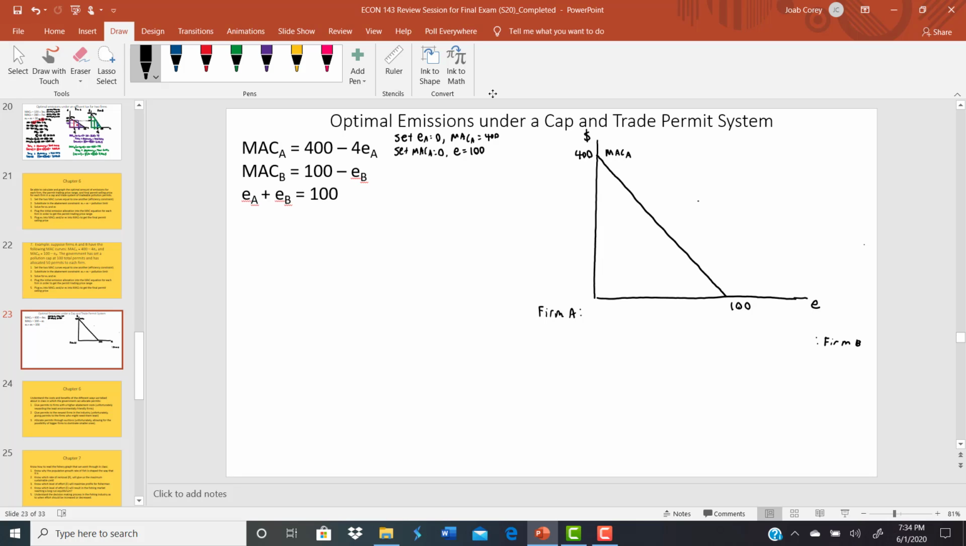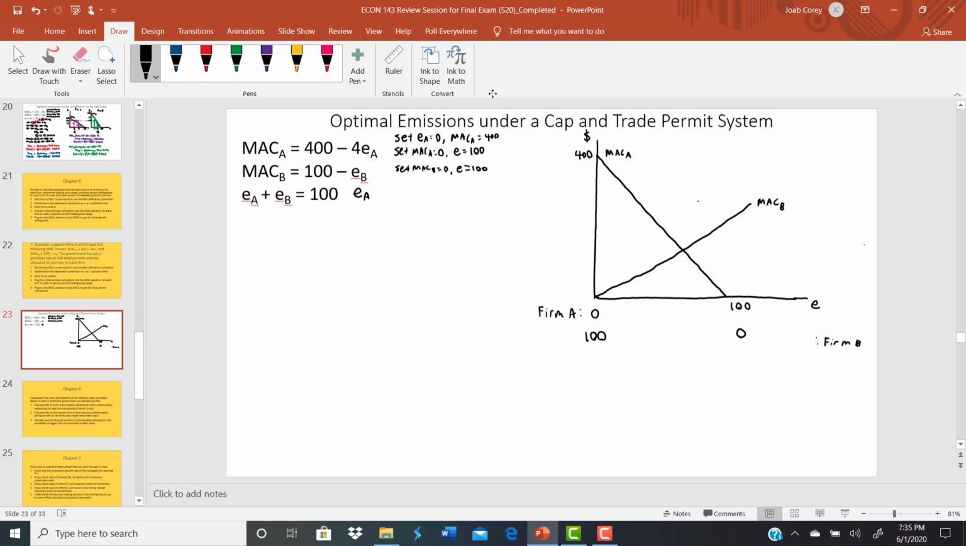Right, so again, we're going to read firm A's emissions from 0 to 100, which is the maximum number of emissions for firm B. Right, we can set MAC sub B equal to 0 and figure out that the maximum number of emissions for firm B is also equal to 100. So again, we're going to be reading it from 0 to 100 here for firm B, again from right to left. Right. And that MAC sub B curve is going to look something like this for firm B. This is MAC sub B. All right. So with that in mind, remember that there is a constraint here that both firms have to operate under at a limit of 100.